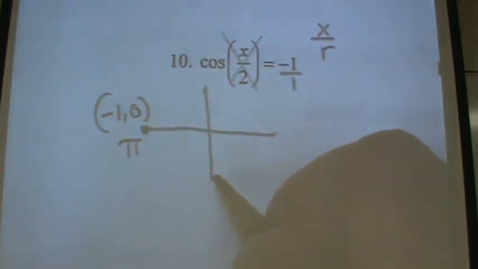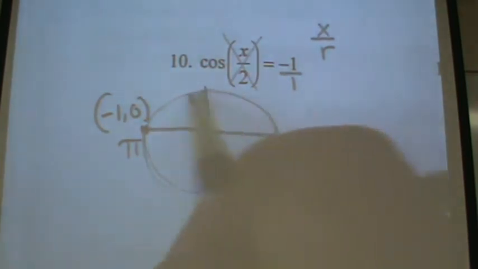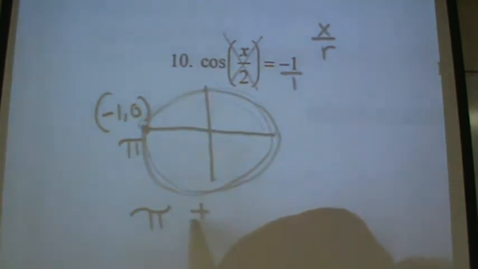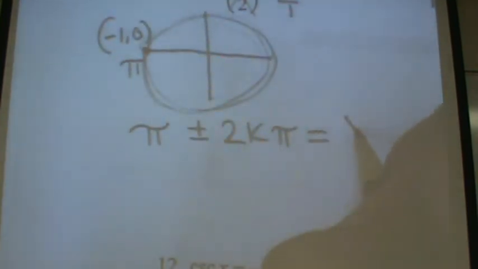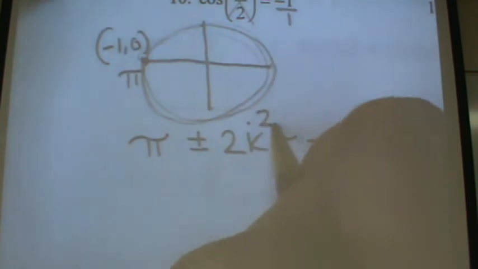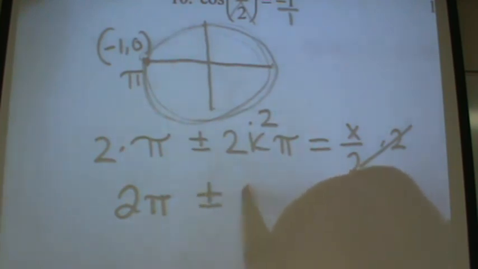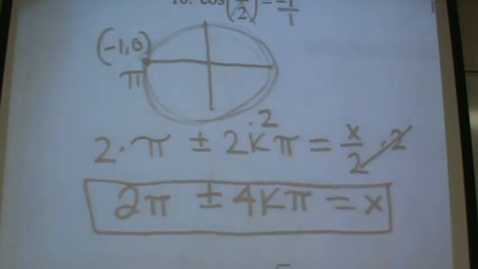Do I get it anywhere else? Here or here? No. So I know I get it here, and then I get it again, and again, and again. That would have been the answer in chapter 6 if that was a 1x. What am I going to do now with this answer? Set it equal to x over 2. How do I solve for x? Multiply this by 2. Well, then I have to multiply this by 2, and this by 2. So the answer would be 2 pi plus or minus 4k pi equals x. That's the answer I want.